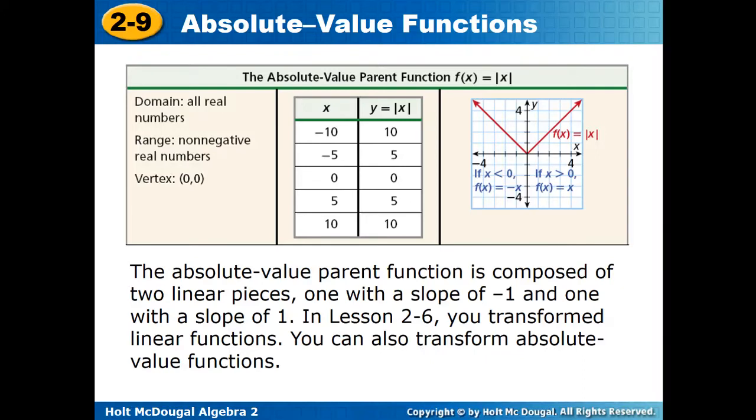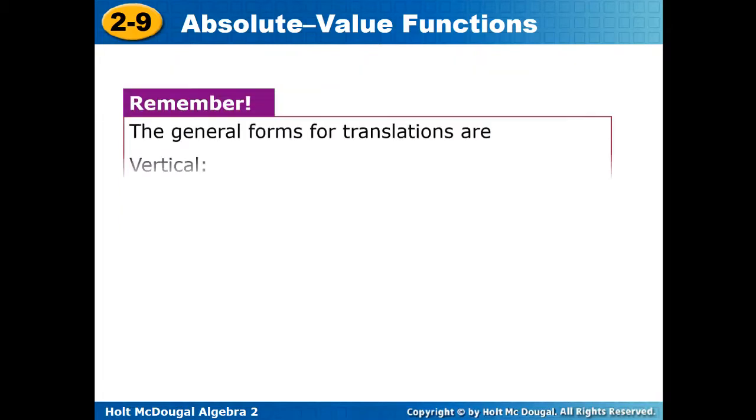Just want to let you know that the absolute value parent function is composed of 2 linear pieces. One with a slope of -1, so that would be this piece going down, and one with a slope of 1, so that's this part coming up. In lesson 2.6, you transformed linear functions, and you can also transform absolute value functions. And this will be easier, I believe.